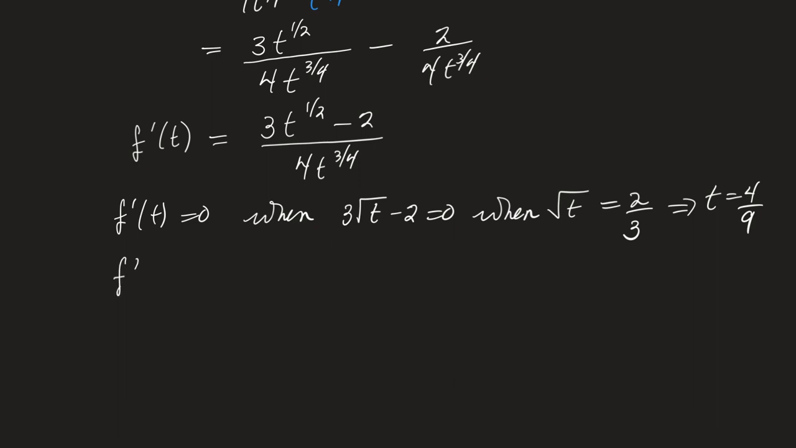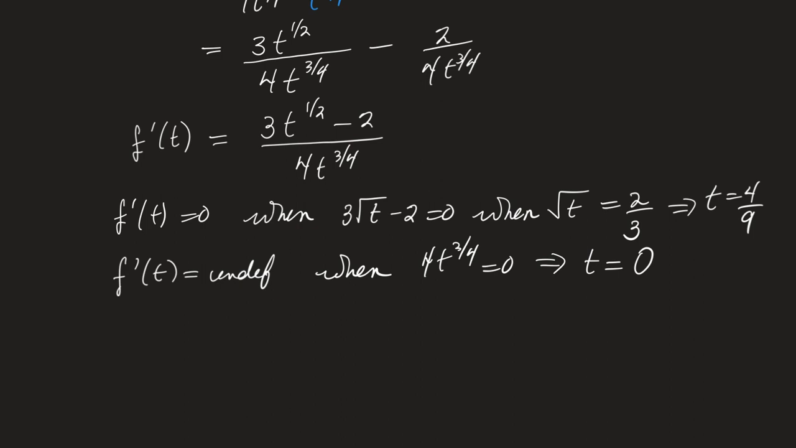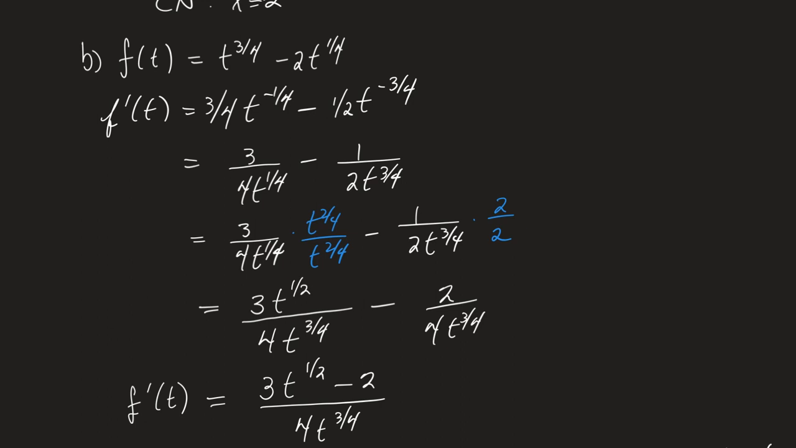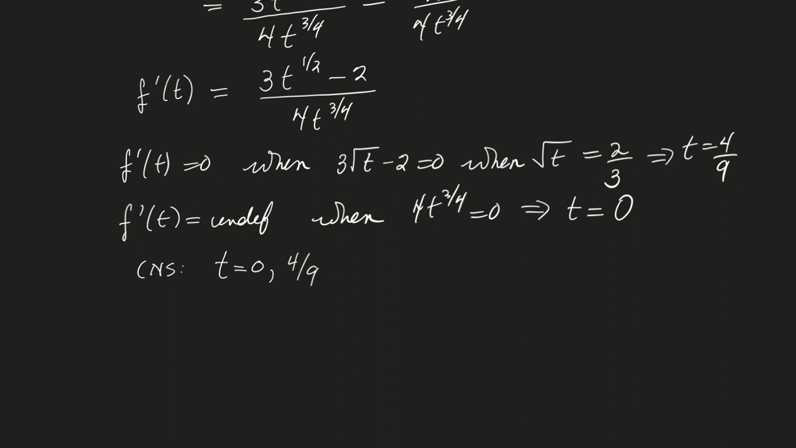Now, f prime t is going to be undefined when the denominator is equal to 0. So when 4t to the 3/4 is 0, and that is exactly when t is 0. Now, let's go back up to the original function. So this is the original function, and certainly 0 is in the domain of this function, and so is 4/9. So I have two critical numbers in this case. So my critical numbers are t equals 0 and t equals 4/9.